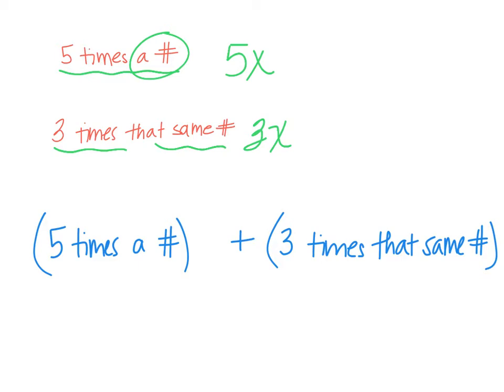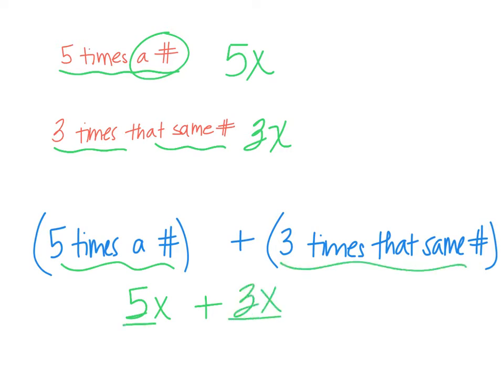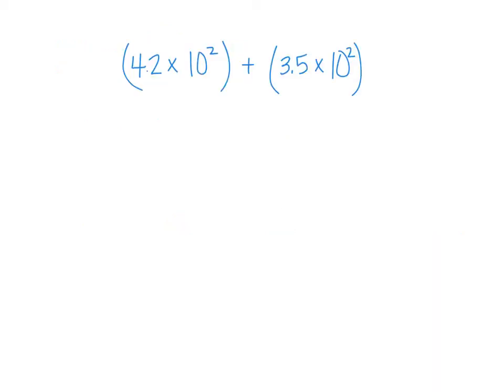So now what if I said to you, 5 times a number, 5x, plus 3 times that same number, which would be 3x? You know these are like terms. You can combine them because they have the same variable here. So I can just add the coefficients, or the number part, and I end up with 8x. Now this is going to be very helpful when we learn how to add with scientific notation.